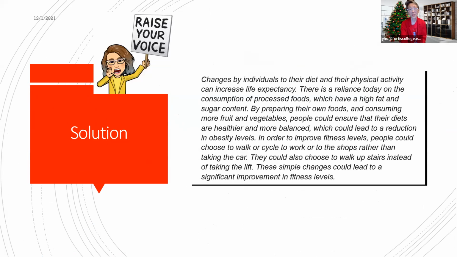So how do we solve it? What's the solution to everyone being fat and not exercising? Well, obviously the solution is changes by individuals to their diet and physical activity can increase life expectancy. There is a reliance today on the consumption of processed foods, which have a high fat and sugar content. So that means that you need to do more exercise, eat less junk food, eat less high fat foods, eat more fruits and vegetables, do more exercise, get more fit, and you get less fat and get less sick. And also take the stairs instead of the elevator. That's the solution to getting everybody not fat.